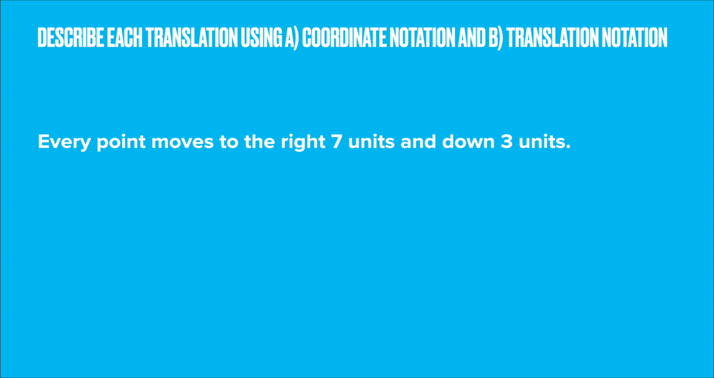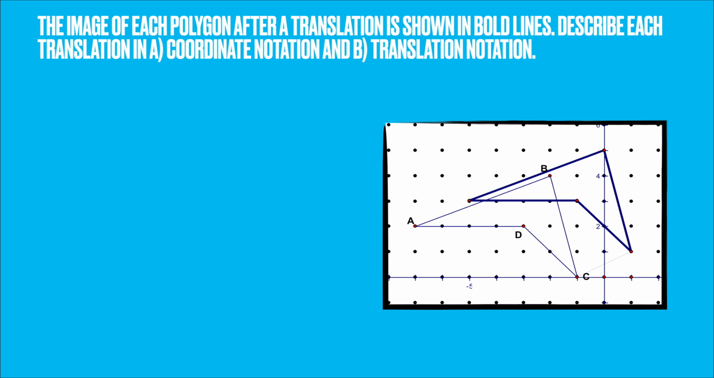Okay, so now let's try this one. It says every point moves to the right 7 units. So (x, y) becomes x plus 7. And over here we do T and then 7. And then it says down 3 units. So we say y minus 3. And over here we would just say negative 3.